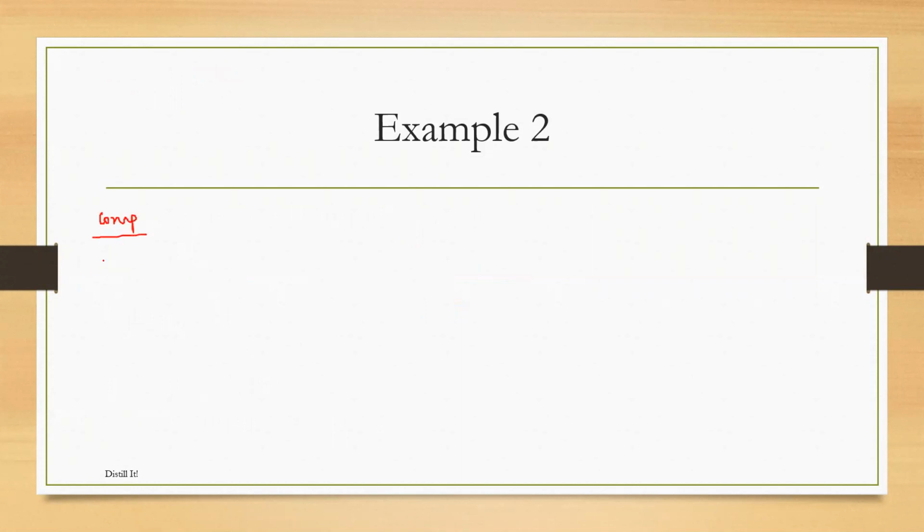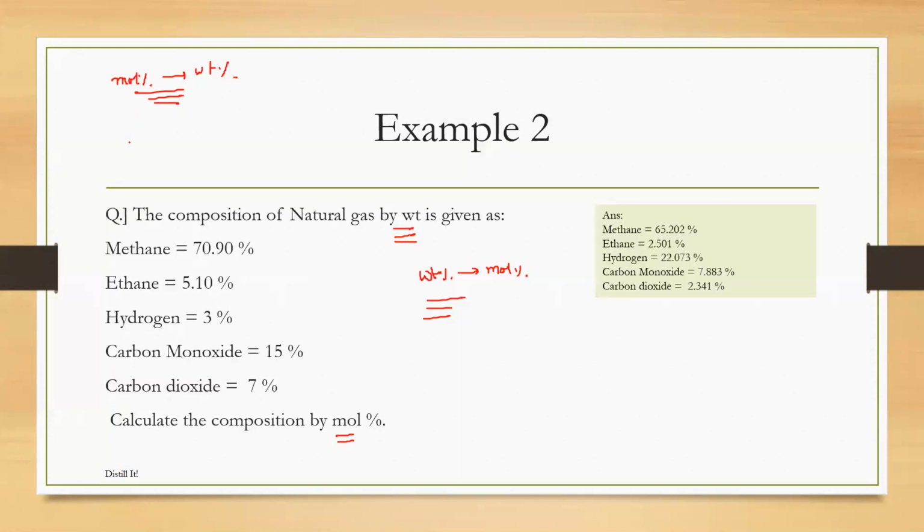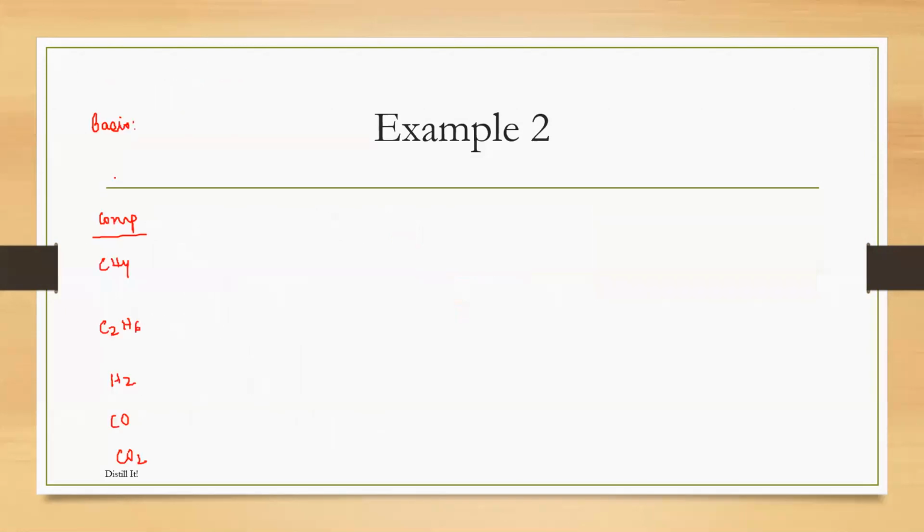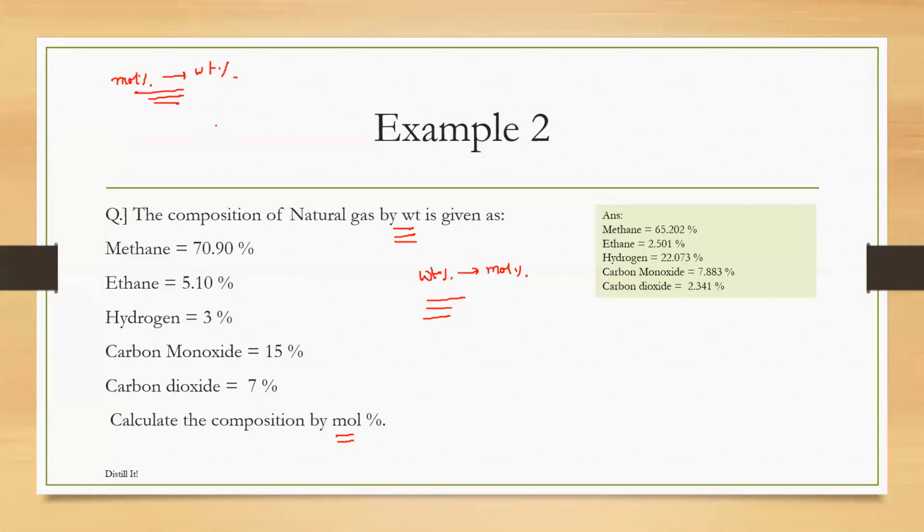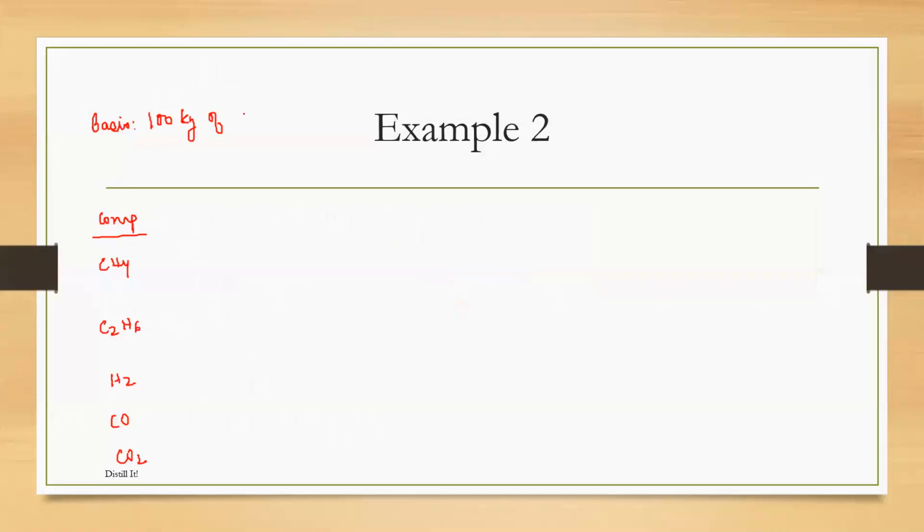So our components are methane, ethane, hydrogen, carbon monoxide, and carbon dioxide. All right. Then we are going to keep our basis. Since we have to convert everything from weight percent to mole percent, that is why the basis is going to be weight, that is 100 kg of, what is the mixture? Natural gas. So 100 kg of natural gas.